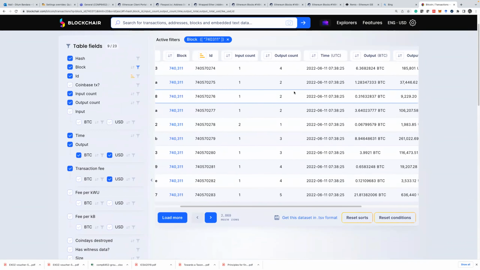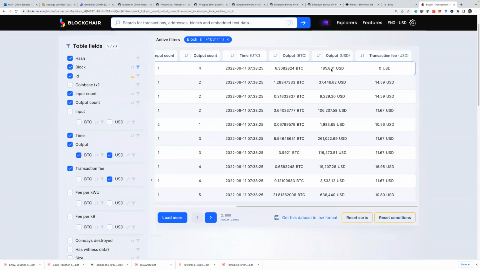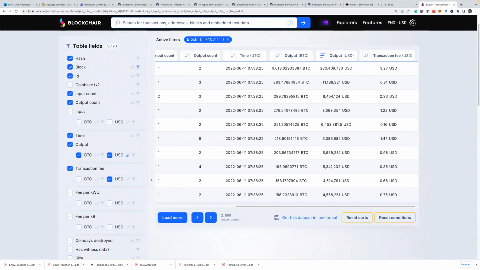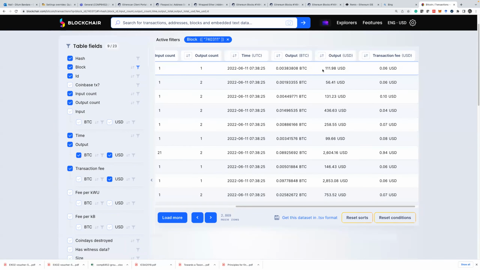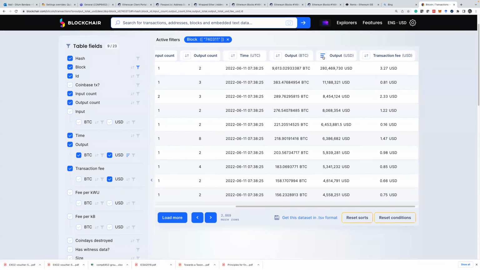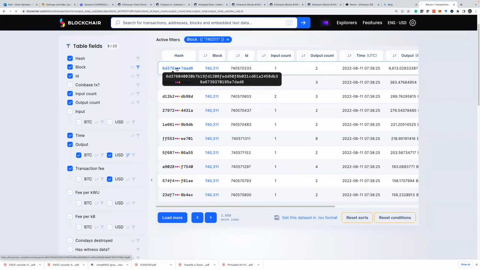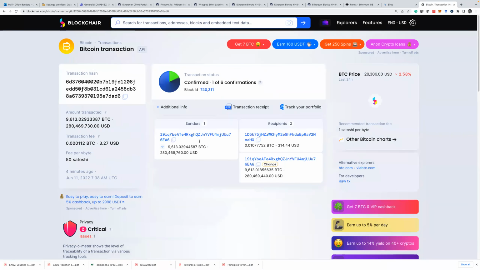Let's see who actually sends so much money. Let's look at the transaction with the most amount of money, maybe. Yep, so this one, $280,000. Not a lot. Yeah, that looks like the biggest one. Oh no, sorry, it is $280 million. So let's jump into this one.